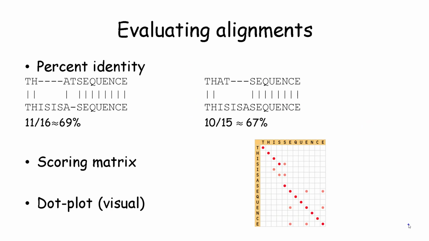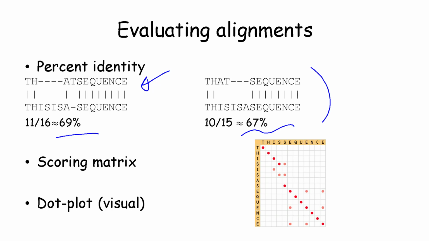What are some of the other ways we can evaluate an alignment? Percent identity is a commonly used intuitive number we report to talk about how similar two sequences are. It is calculated as the number of characters that are the same divided by the length of the alignment. The length of this first alignment is 16, and 11 of these positions are identical, giving us 69% sequence identity. The second alignment here is shorter because there are fewer gaps. 10 out of 15 positions are identical, giving us 67% identity.